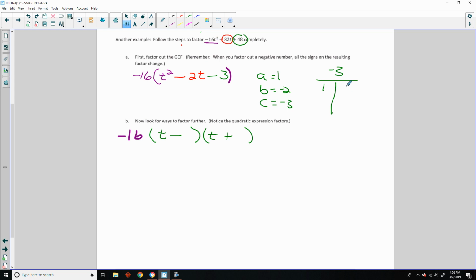So it's 1 times 3 or 3 times 1, and this is how we do it. So negative times a positive is negative, and negative times a positive is negative. And which one will give me the negative 2? Well, it's this. Negative 3 plus 1 equals negative 2. So it's minus 3 plus 1. So my final answer is right here.